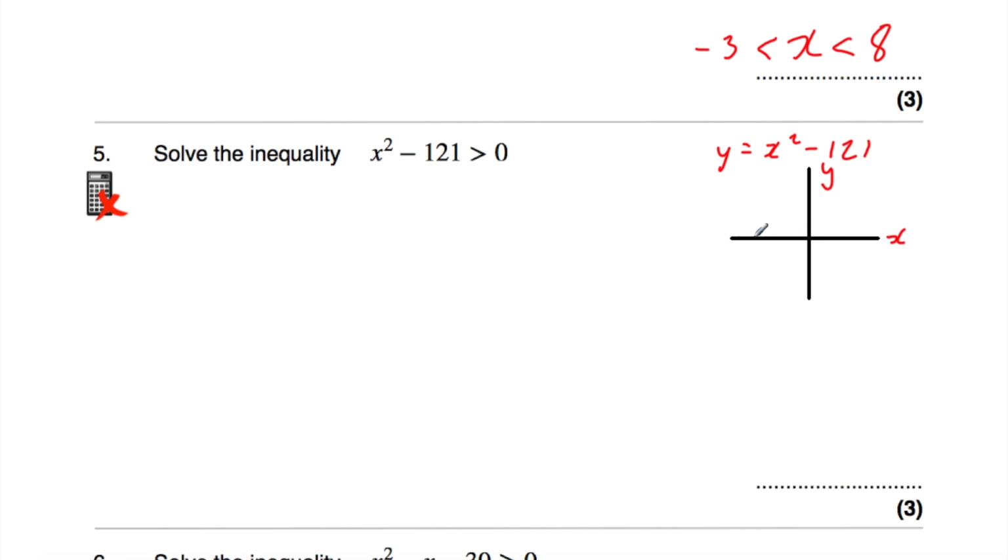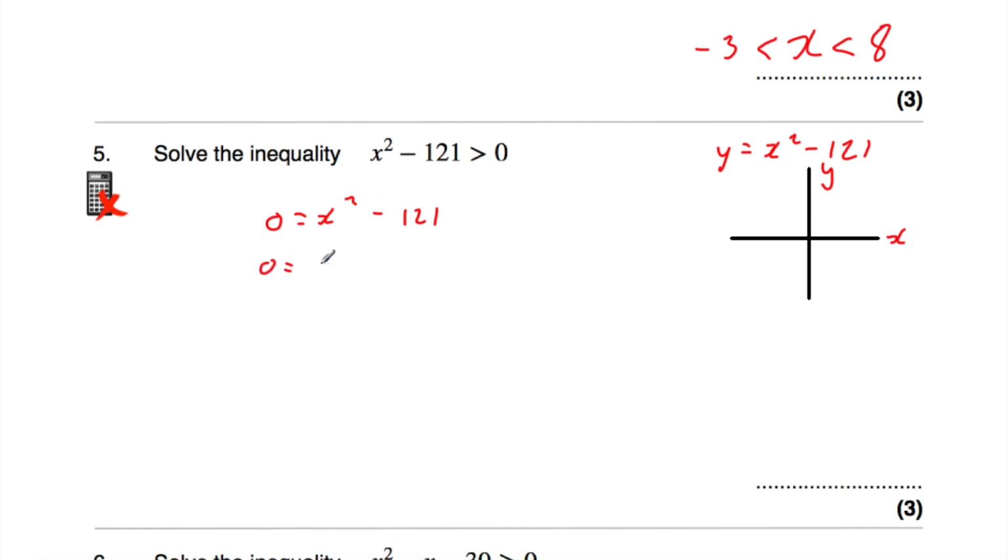So we want to find where it crosses the x-axis. So we're going to let y equal 0. So 0 equals x squared minus 121. So let's solve this. So let's factorize it. And it can be factorized. It's the difference between two squares. We've got x squared and 121, which is a square number, and a takeaway sign.